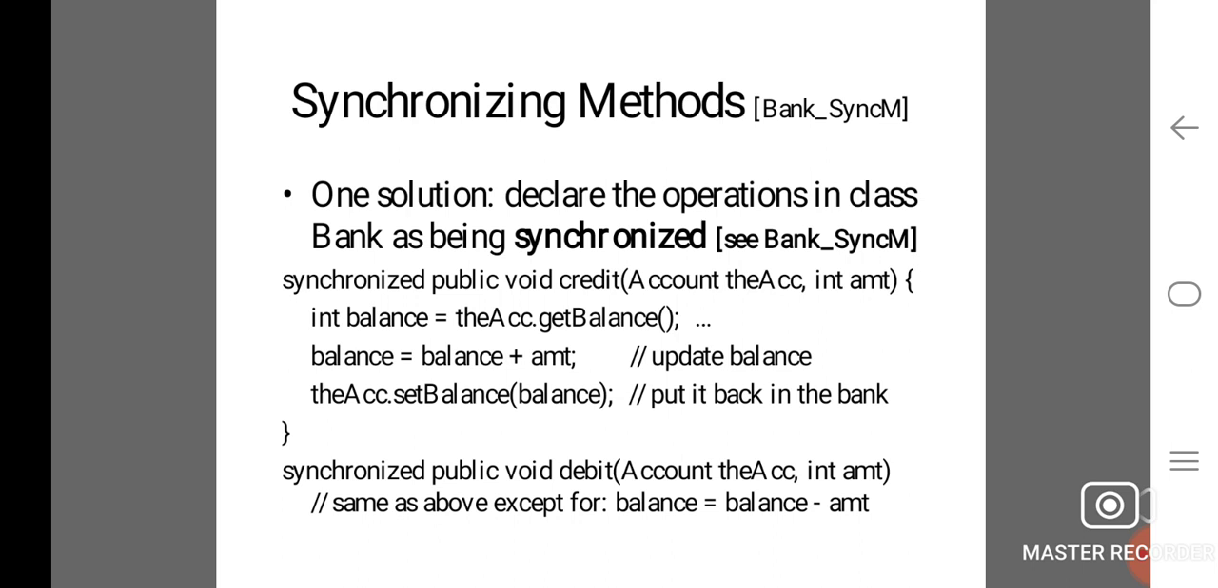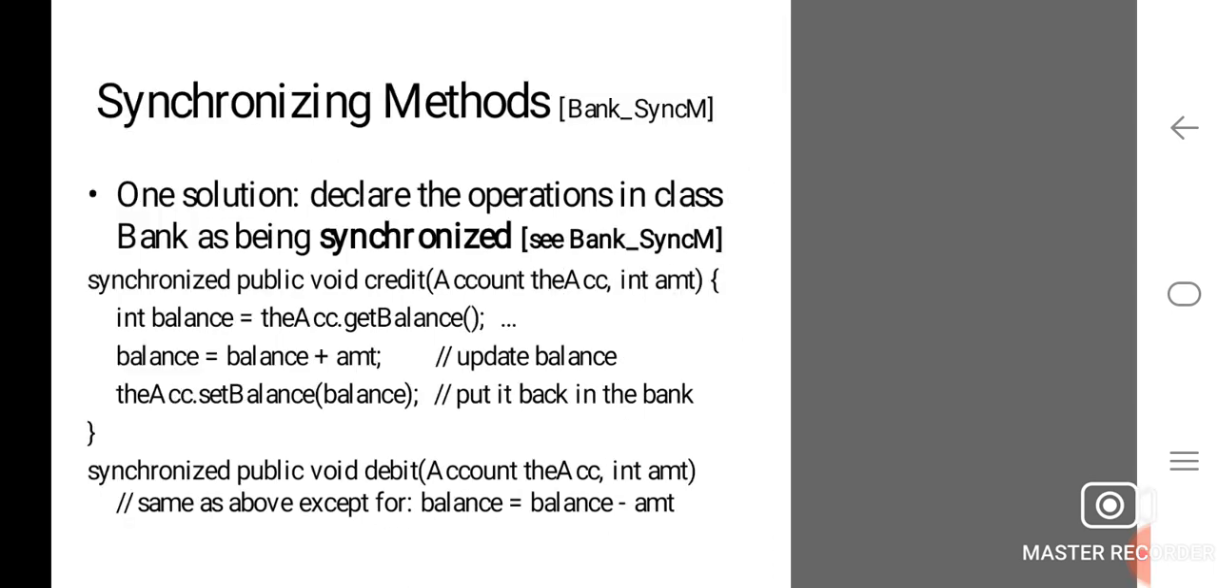Synchronized public void debitAccount(Account account, int amount). It is the same as the above except for balance = balance - amount.